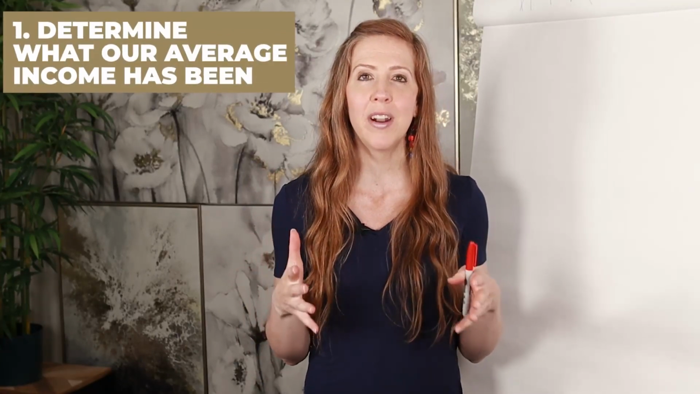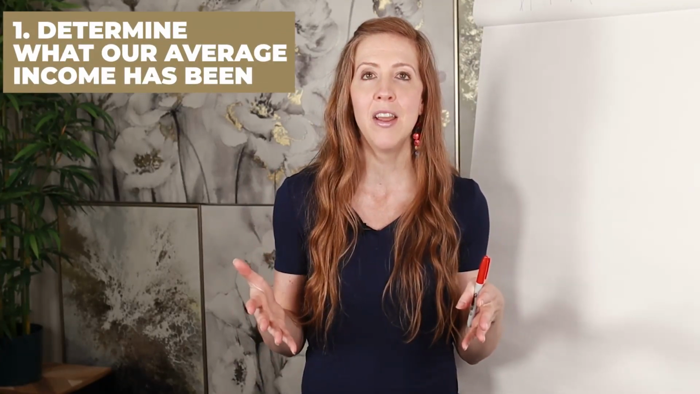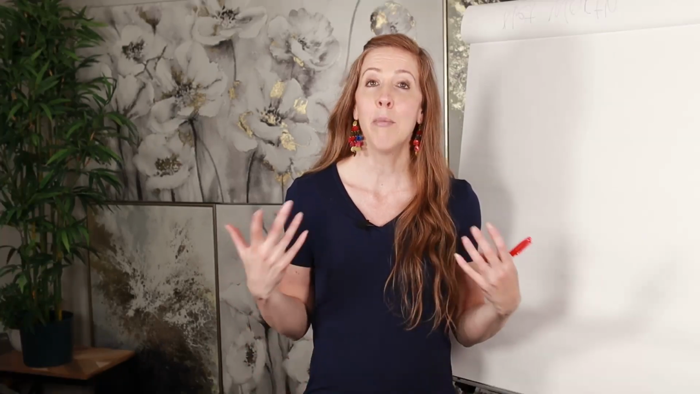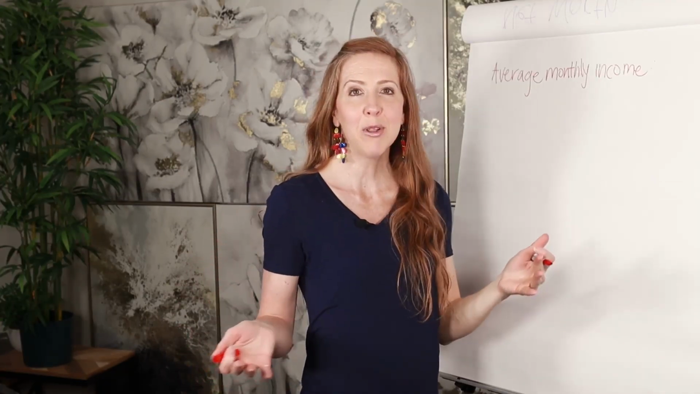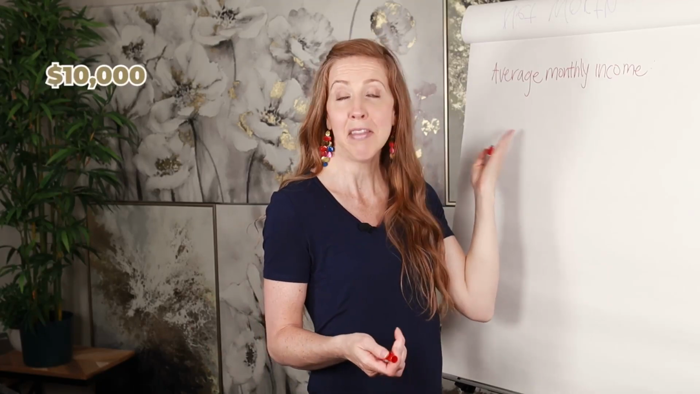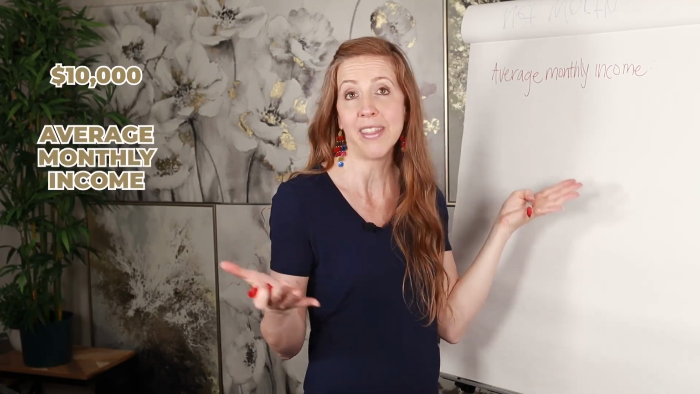All right, the first thing that we want to do is determine what our average income has been over the past year or even just the past few months, depending on how long you've had variable income. So take a look at previous months and come up with an average per month for that variable income. For my example, we are going to use $10,000 for the average monthly income.